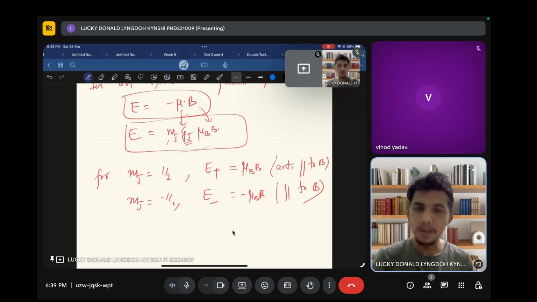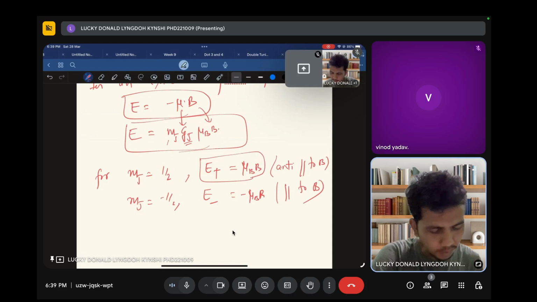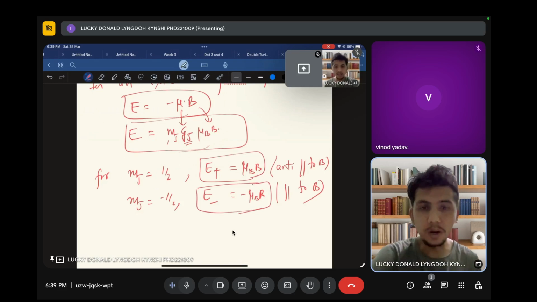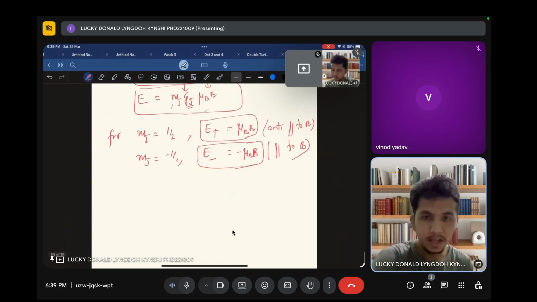It means that when you apply a magnetic field, there will be two energies. One is for those ions which are aligned parallel to the magnetic field, given by this interaction energy, and those spins which are aligned anti-parallel to the magnetic field will have this energy, minus mu B B. So you can see there are two energy levels.